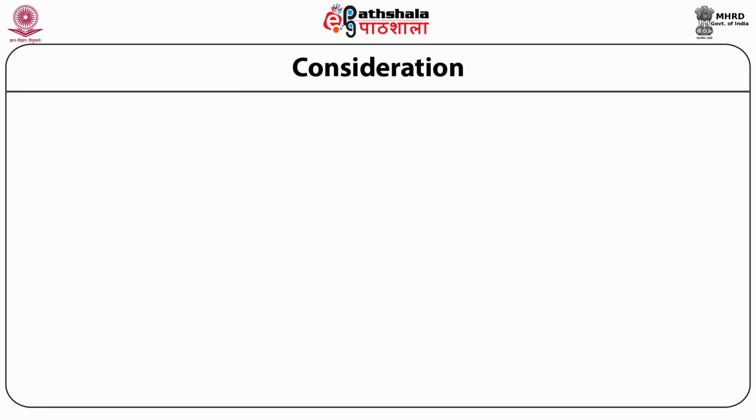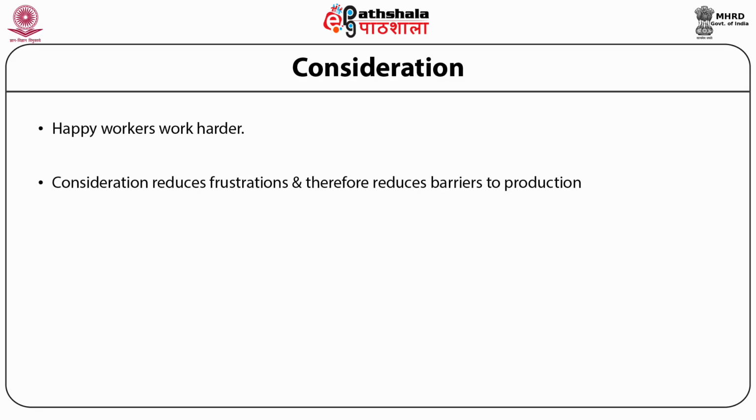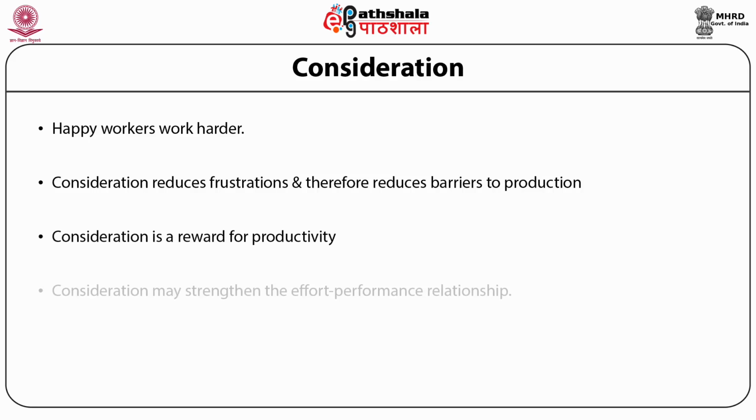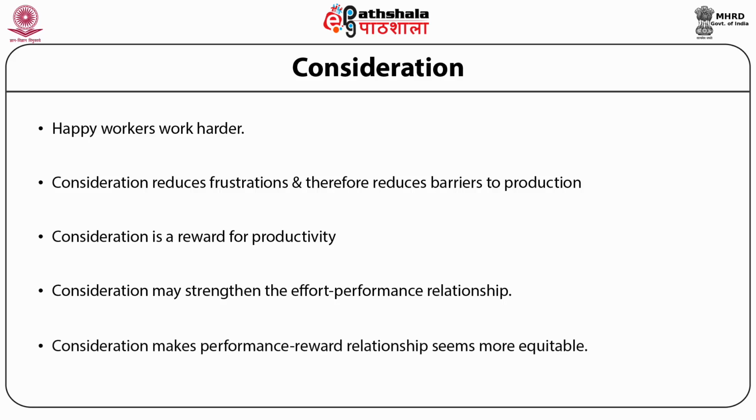Now, when we are talking about the two major roles of supervisors which are critical to a high quality of work life, the first is consideration. This relates to the supervisor's activity in providing a satisfying work environment, the way he treats his employees on a day-to-day basis, his personal relations with them, his approach to the disciplinary process, and the like. It should also be noted that happy workers work hard. Consideration reduces frustration and therefore reduces barriers to production. Consideration is a reward for productivity. Consideration may strengthen the effort-performance relationship, and consideration makes the performance-reward relationship seem more equitable.